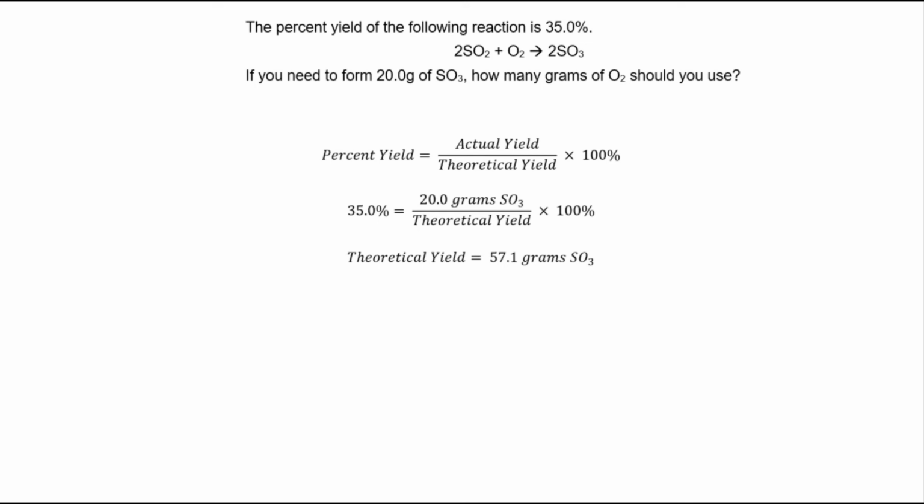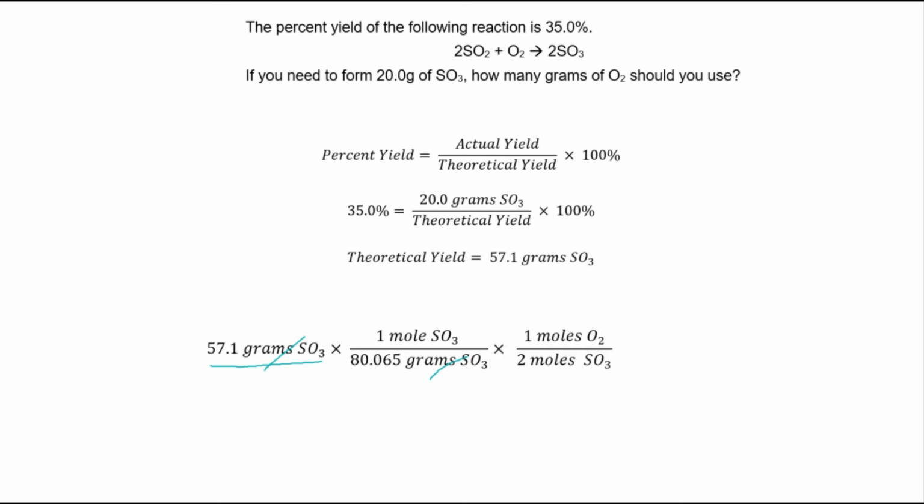Now for our stoichiometry. We have grams of sulfur trioxide, but we need grams of oxygen. So we need to convert using our mole ratio between sulfur trioxide and oxygen. So rewriting my 57.1 grams of sulfur trioxide. Because we're doing a mole ratio, we need to first convert to moles. So using my molar mass, making sure my grams of sulfur trioxide cancel. Now I've got moles of sulfur trioxide. Once I'm in moles, I can use my mole ratio from my balanced chemical equation, and thankfully they gave us a balanced chemical equation. And my moles of sulfur trioxide cancel, and I'm left with moles of oxygen.